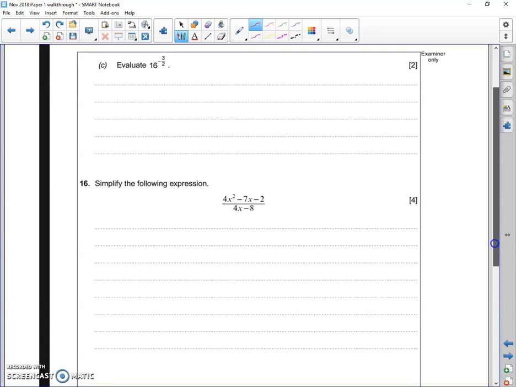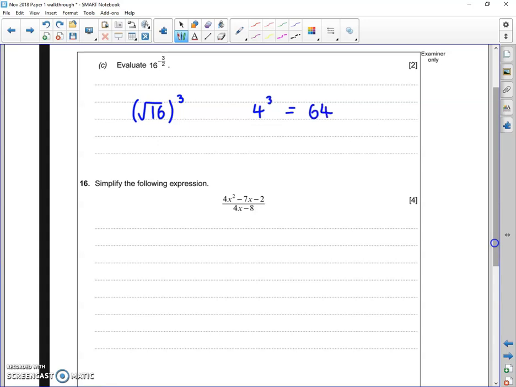Then we did a bit of indices work earlier on in the paper, so this is slightly more difficult. You've got 3 things to do here. We've got a denominator of 2. The denominator tells you what type of root to do, and I'd always do the root first to keep the numbers small. 2 is square root. So we've got to square root 16, which is 4. The 3 on the top is telling us to cube that. So we've got to do 4 cubed. 4 cubed is 64, 4 times 4 times 4.